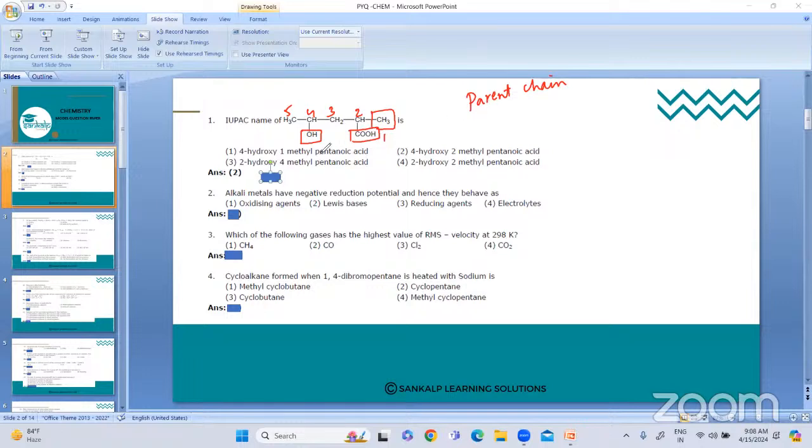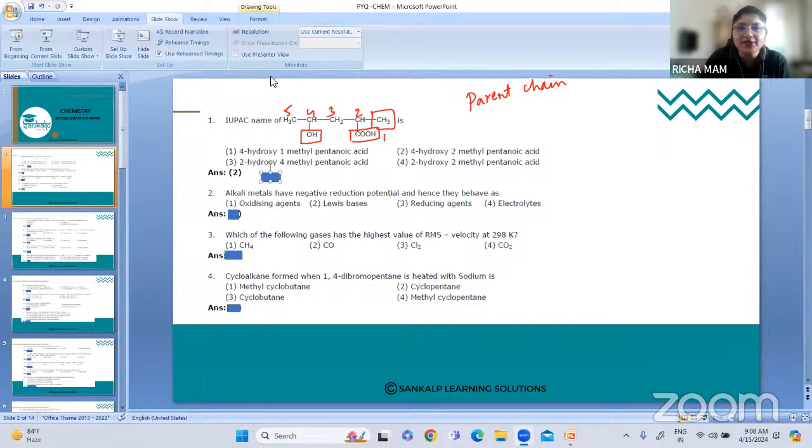So the answer is option number 2. They have considered the carboxylic acid as the parent chain. There are 5 carbon atoms, so it is pentanoic acid. At the fourth position you have the hydroxy group, and at the second position you have the methyl group. So this is 4-hydroxy 2-methyl pentanoic acid. Option number two is the correct answer. Is it clear? Okay, fine. Let us go for the next one.